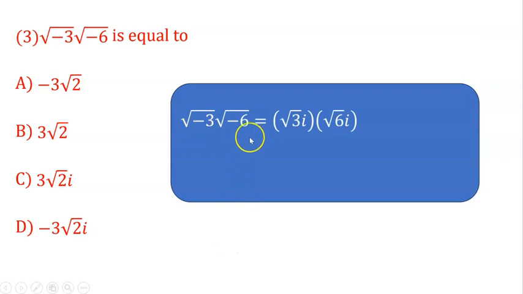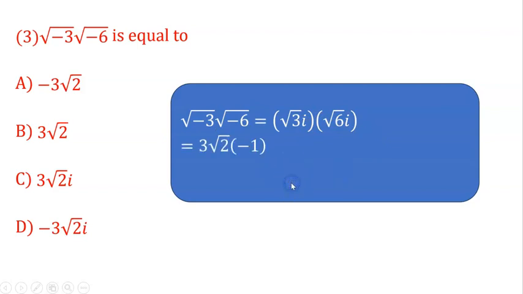Root of minus 3 into root of minus 6. That is, minus 3 means what? 3 into minus 1. And minus 1 means what? i square. And root of i square is i. And hence, the value of root of minus 3 is root 3 i. Similarly, root of minus 6 means what? 6 into minus 1. Minus 1 means what? i square. And root of i square is again i. And hence, the value of root of minus 6 is root 6 i.